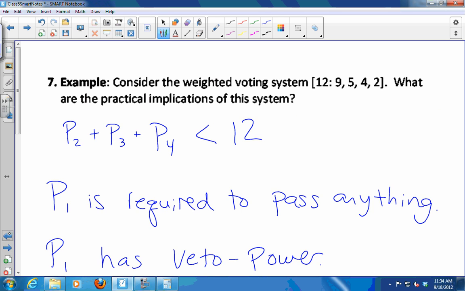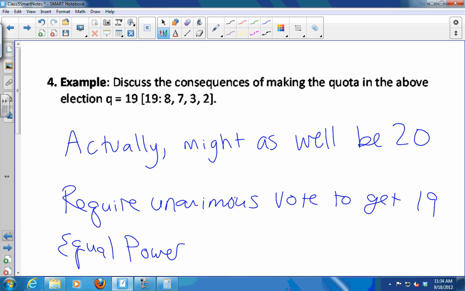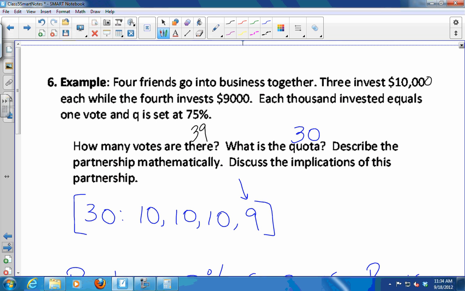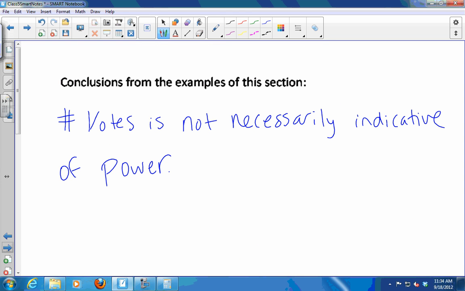Because we had this example at the beginning where it looked like, according to the number of votes, player 4 has very little power, but it turned out everyone in this example has equal power because it required a unanimous decision. So you can have a few votes and a lot of power. You can have a lot of votes, like here, with the 9, and no power. So just counting the number of votes you have is not a good measure for how much power you have.